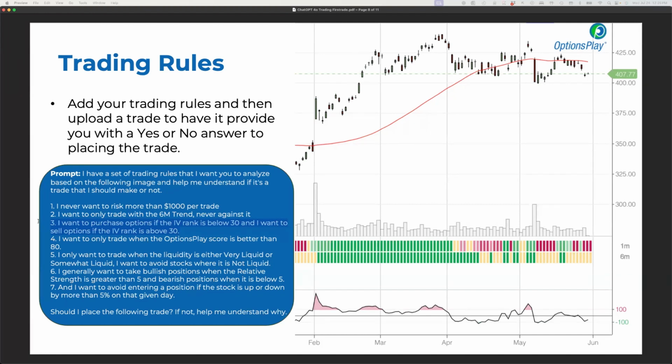You may not use IV rank. You might want to use different thresholds. That's up to you. I'm just using this as an example to help me define when I want to be a seller of options and when I want to be a buyer of options.